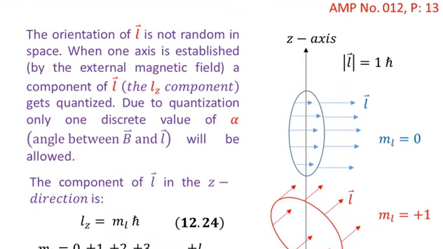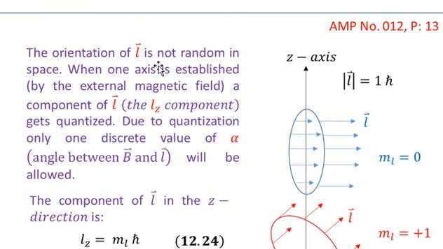So let me explain this diagram further. The orientation of L is not random in space. The orientation of L is random in space only when the magnetic field is not present. So if you are not applying any magnetic field to an atom, then the orientation of the orbital angular momentum in an atom is completely random. That is, the direction of L is not quantized. But when you apply the magnetic field, the direction of L is quantized with respect to the magnetic field.